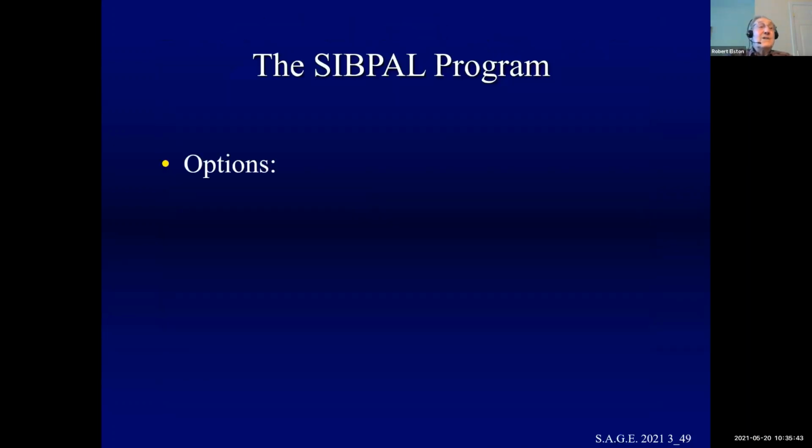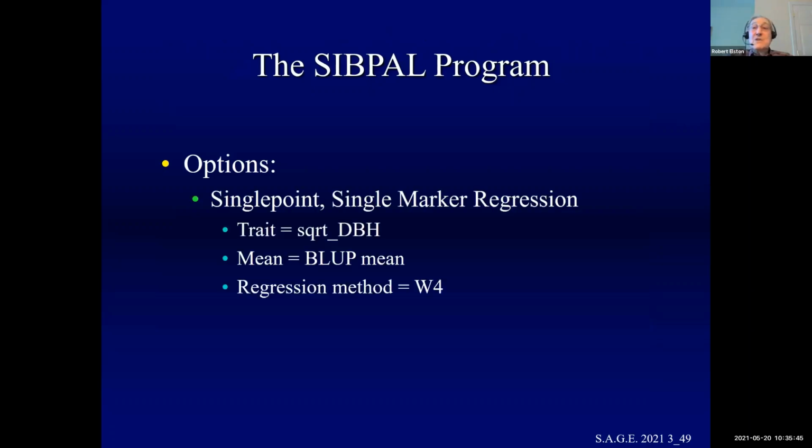Okay, so the options we're going to look at now are single point, single marker regression. The trait is going to be the square root of dBH. The mean we're going to leave at the BLUP mean. The regression method W4, remember that's the most powerful but also the most dangerous, and all other options left at default. Okay, take it away.